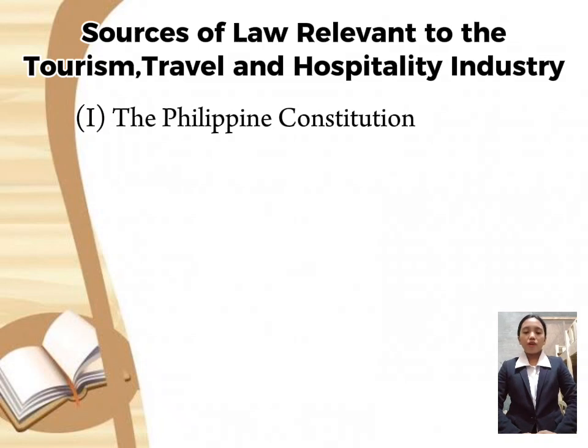It was ratified on February 2, 1987, following the People Power Revolution, which ousted the authoritarian regime of President Ferdinand Marcos. The Constitution provides the legal framework for the organization of the government, the protection of individual rights, and the establishment of the Philippines as a democratic and republican state.